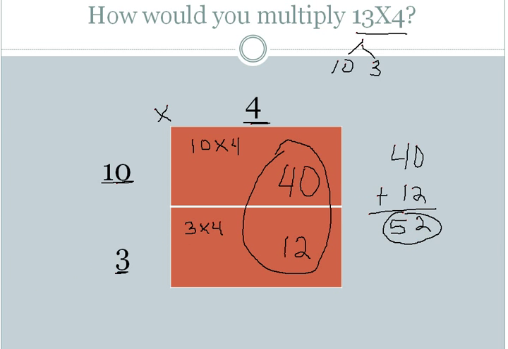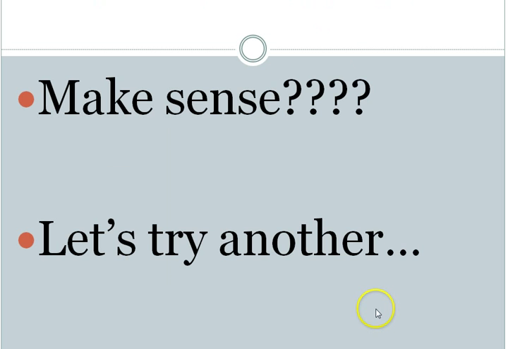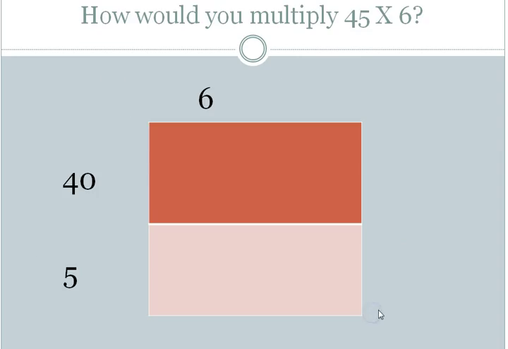All right, let's try another one. All right, here we go. This one we are taking 45 times 6. So we need to break the 45 apart into a tens digit, which would be 40, and the ones digit, which would be 5. So I wrote down my 40 on the left, my 5 on the left, times, what am I multiplying at times? 6, so that goes at the top.